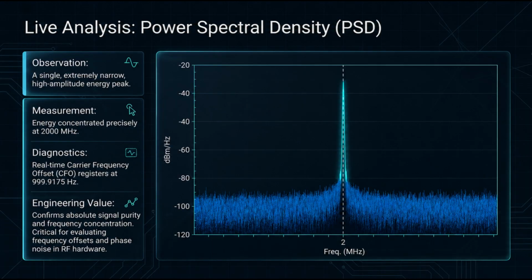Next, we switch to the PSD, or power spectral density, plot. An ideal CW signal should appear as a single, narrow, and high-energy spectral peak. This allows engineers to quickly confirm whether the signal is located at the correct frequency, and also check for frequency offset, phase noise, or unwanted interference. It is a key tool for evaluating signal purity.